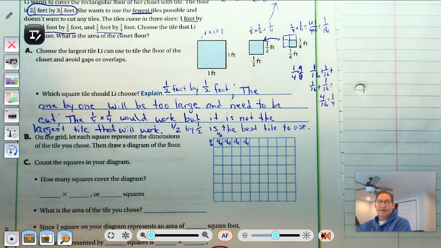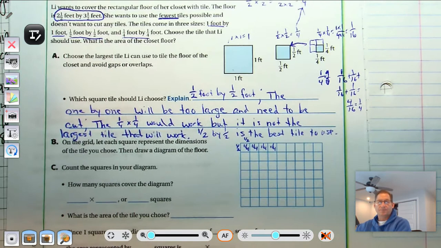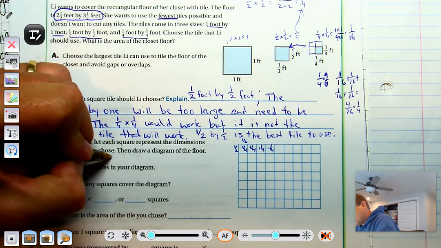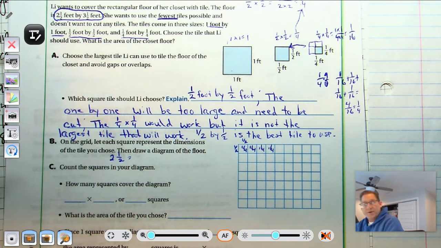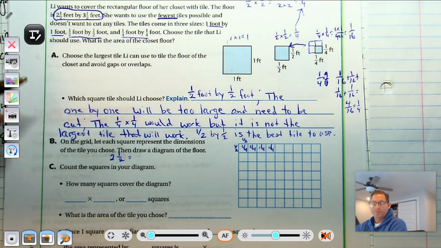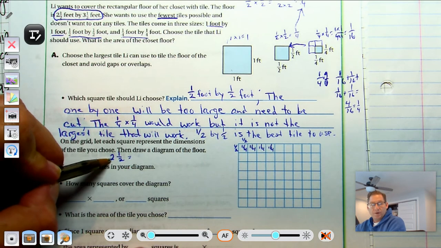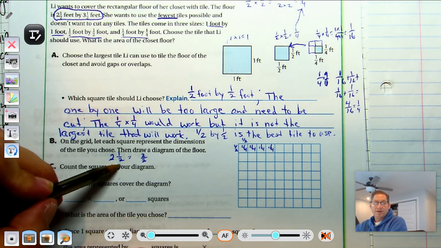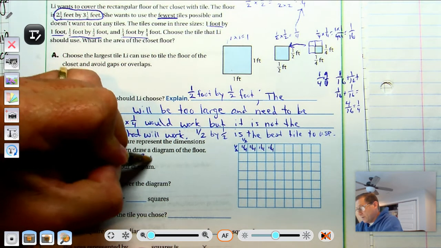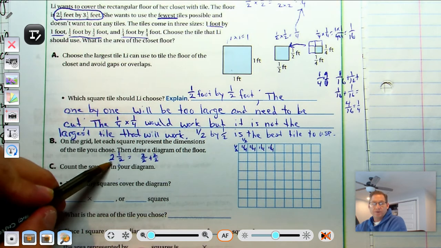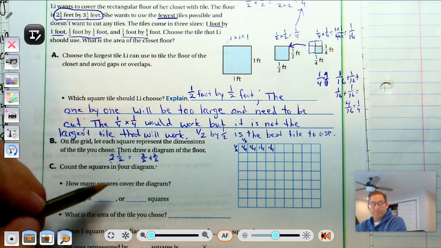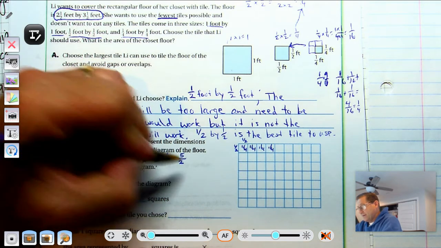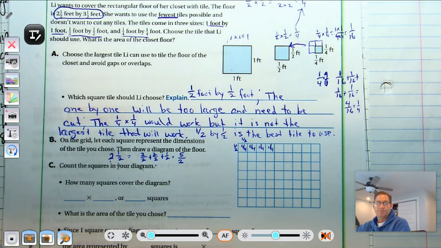So how many 1/2 tiles does she need? So let's look at 2.5. How many halves are in 2.5? Well, in every one whole, there would be 2 halves. 2 halves is equal to 1. So 2 halves plus 2 halves would equal 2, right? 1 plus 1 plus the leftover half. So we'd have 5 1/2 tiles.